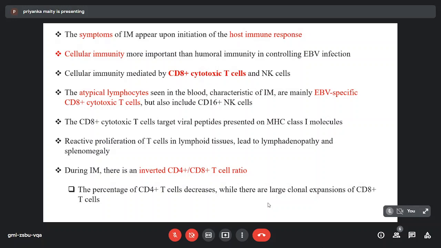Reactive proliferation of T cells in lymphoid tissue leads to lymphadenopathy and splenomegaly. During IM, there is an inverted CD4 to CD8 T cell ratio. The percentage of CD4 positive T cells decreases, while there are large clonal expansions of CD8 positive T cells.